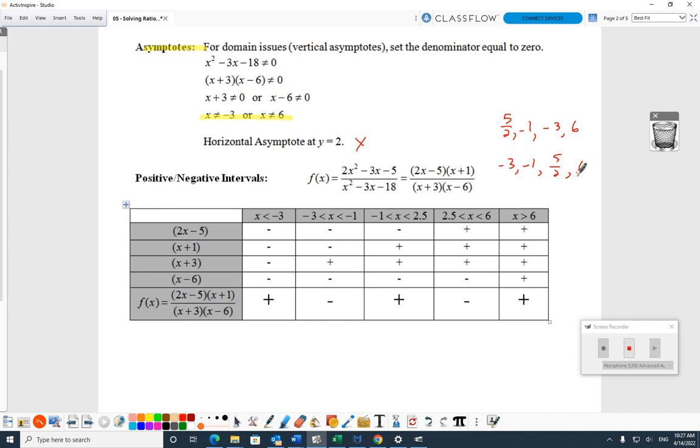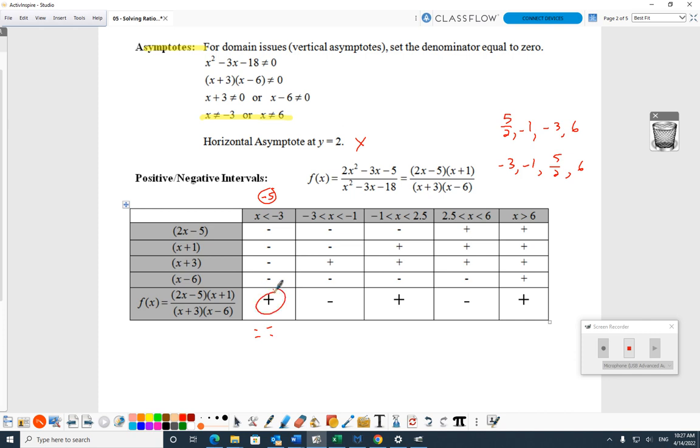I hope you're getting to the point where you don't need to belabor these charts, but what you do is you look into each particular interval. Say X less than -3, I'll choose an X value of -5 to test. 2 times -5 minus 5, that'd be negative; -5 plus 1, that would be negative; -5 plus 3, that's negative; -5 minus 6 is negative. You don't have to write this all out. I was just making little notes underneath, like before. Negative, negative, negative, negative, 4 negatives. When those multiply together, I get positive.